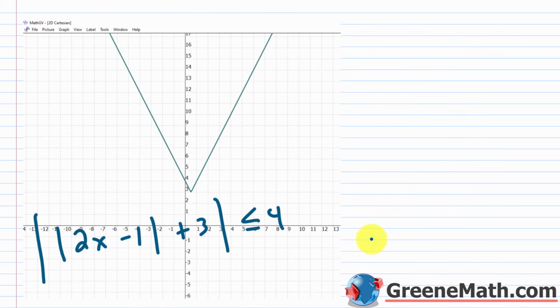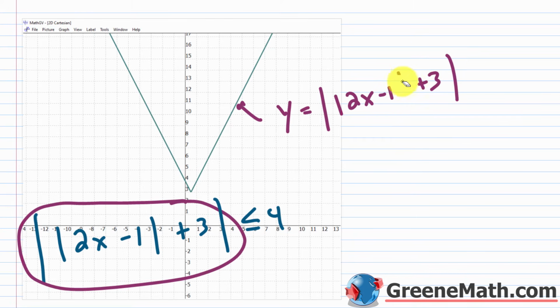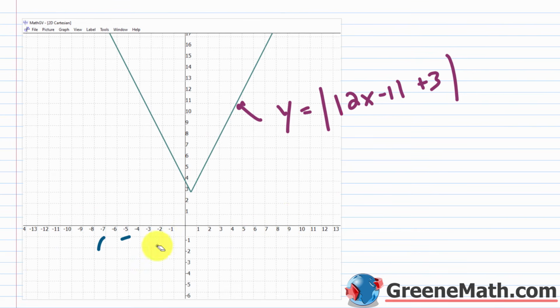So graphically, a lot of programs won't actually do this or you'll get trouble with it. But I've sketched a little graph here just so we can think about it. So this part right here is just this guy right here, right? If you punch that in, you could even say that y is equal to the absolute value of 2x minus 1, plus 3. And maybe we'll make this a little bit shorter here. And then essentially you're saying, where is this less than or equal to 4? Well, again, look at the y values.